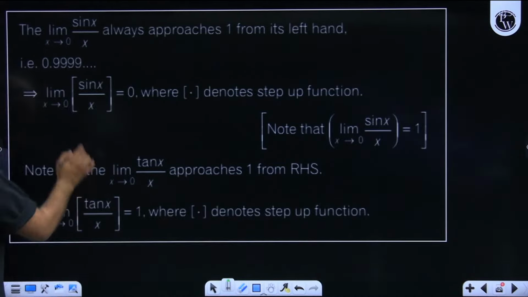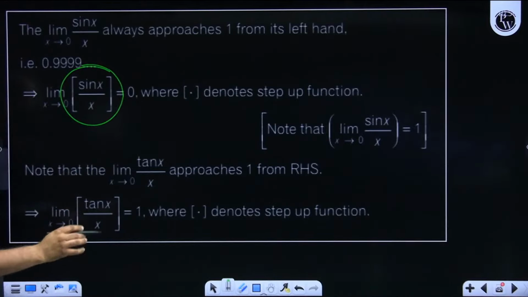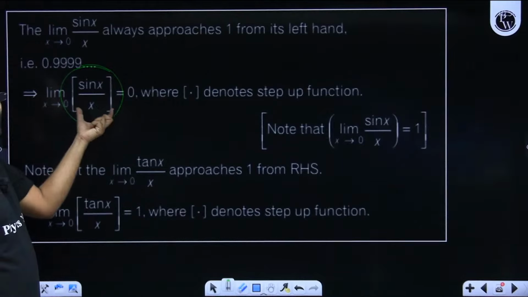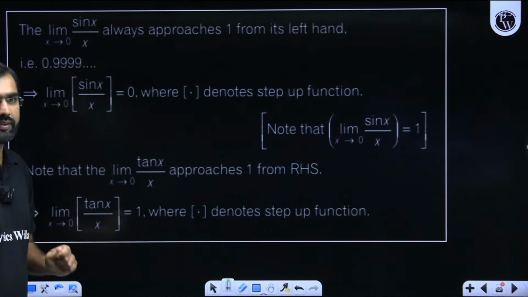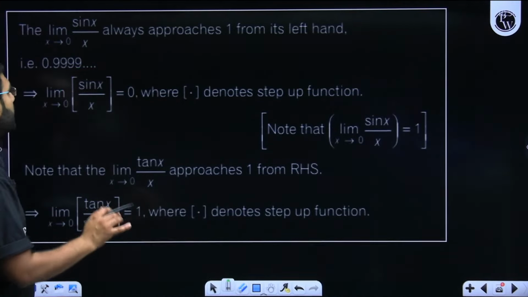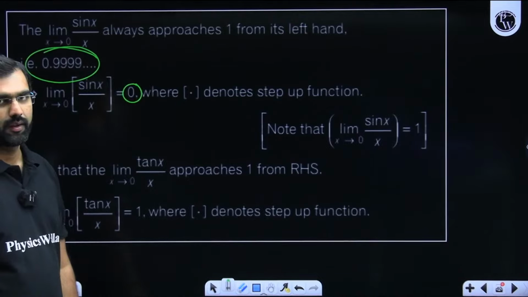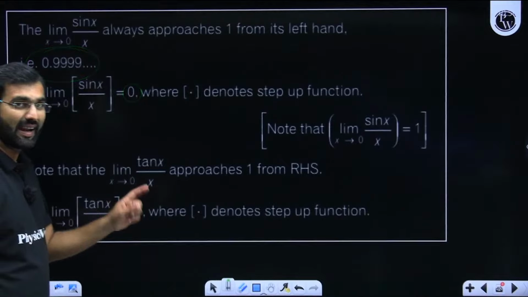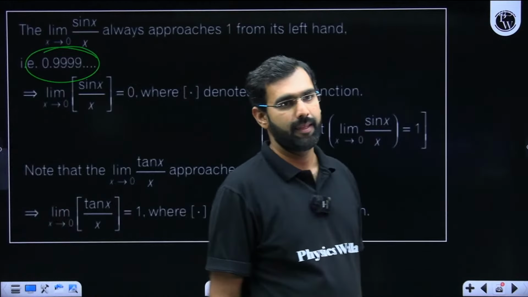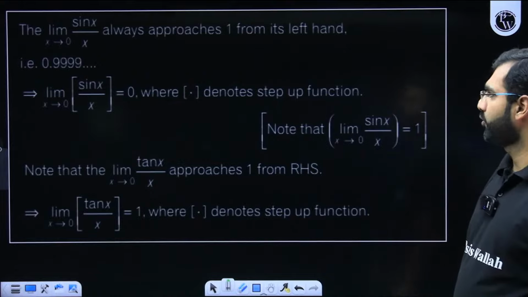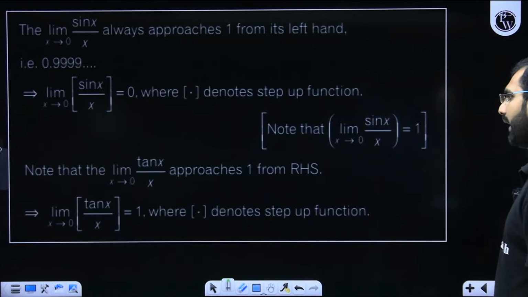So if the left hand limit is taken of the GIF of sin x upon x, and then x approaches 0 is applied, please remember it is 0, because when approached from the left hand side, it will be 0. But if it is approached from the right hand side, it will be 1. I hope you are listening and understanding. Any confusion on that? All the participants, I hope you'll remember that.